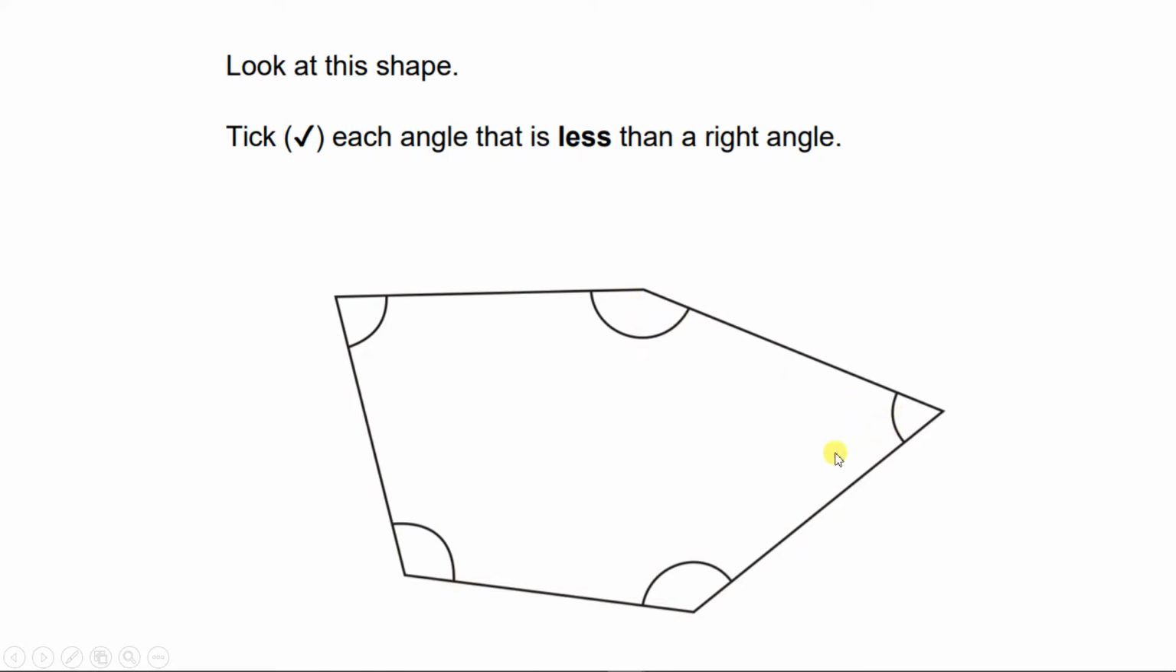We would tick that one. Again, that's an obtuse angle, and so is that. So there are two right angles in this shape.